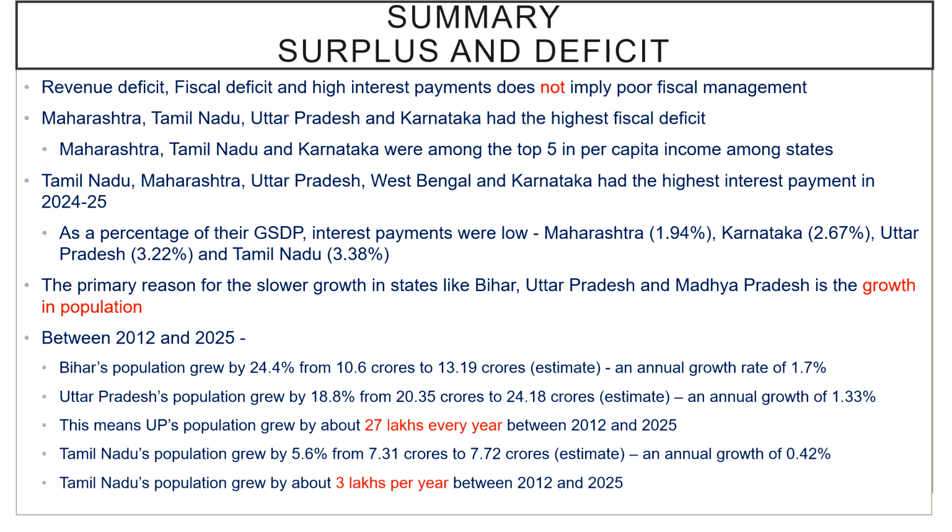Tamil Nadu's population grew by 5.6%, from 7.31 crores to 7.72 crores (estimate), an annual growth of 0.42%. Tamil Nadu's population grew by about 3 lakhs per year between 2012 and 2025.